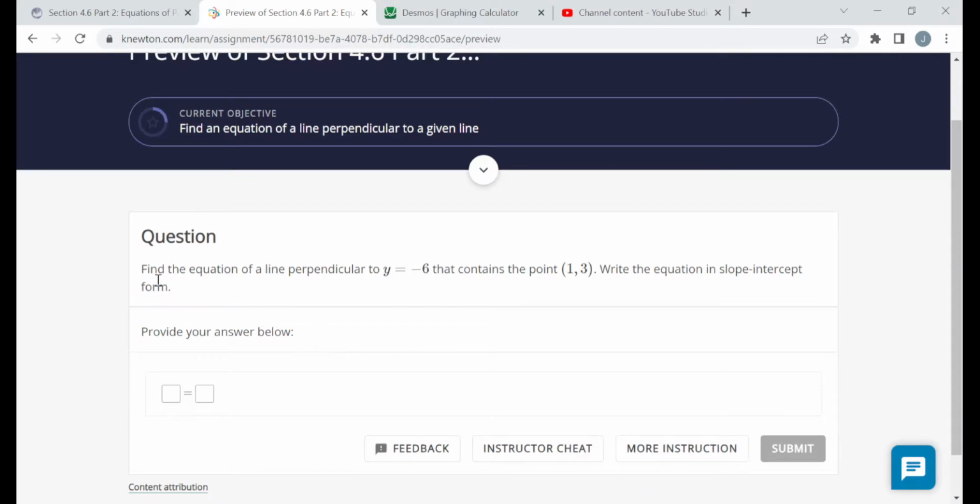So here, find the equation of a line perpendicular to y equals negative 6. This is a horizontal line, and I'll draw this. That contains the point 1, 3. So it's just going to be x equals 1. We'll see that. x equals 1. So I don't know why they're saying write it in slope-intercept form. x equals 1 is not slope-intercept form. I think that I'll leave some feedback, or you could leave some feedback on a problem like this if you wish.